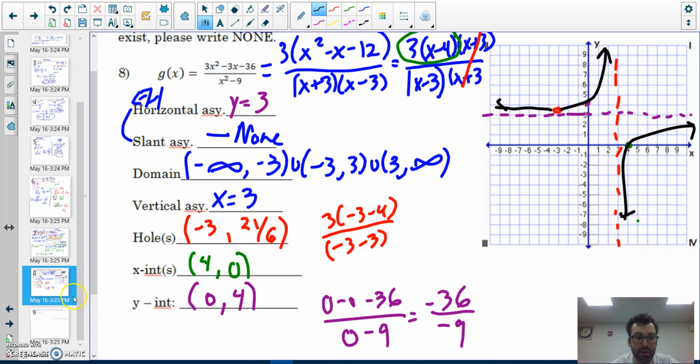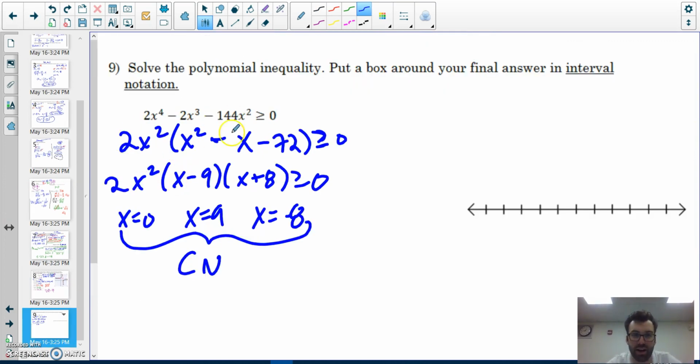Alright, there we go. Okay, for the sake of time, I factored and solved this for you. I took out a 2x squared as my greatest common factor. Remember, whenever you factor, you need to ask yourself, is there a GCF? Take out 2x squared. Okay, and I'm left over with x squared minus x minus 72. So that becomes x minus 9, x plus 8. So here I get 0, 9, negative 8. So these are my critical numbers.